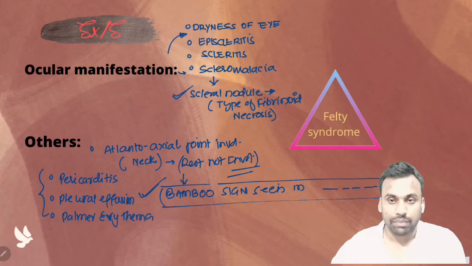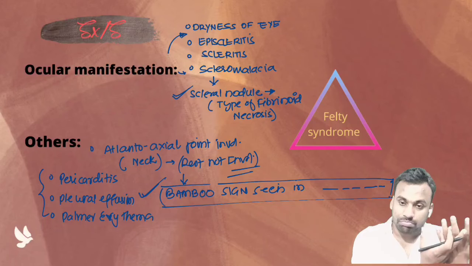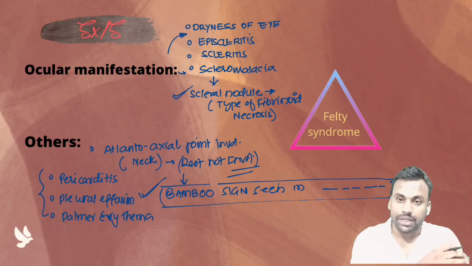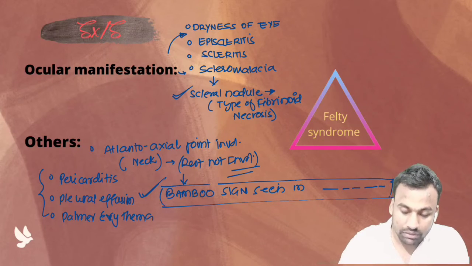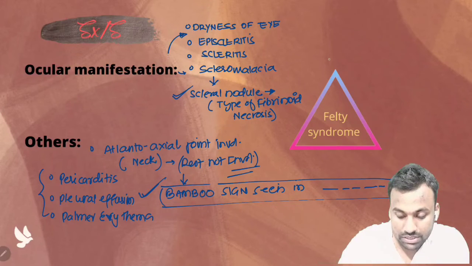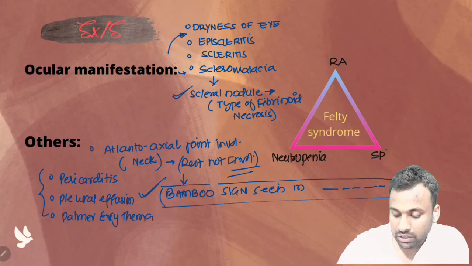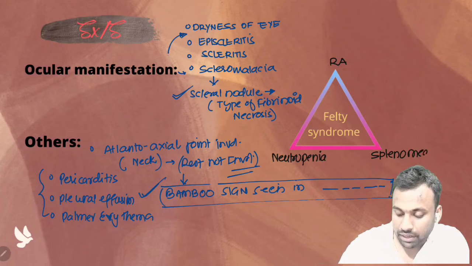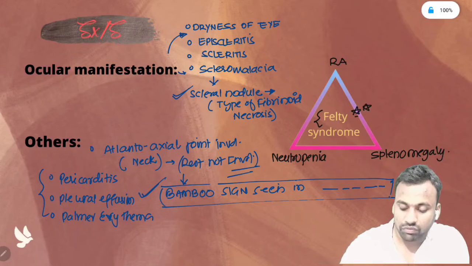And some of the features may be part of other diseases. Sometimes the patient has rheumatoid arthritis along with neutropenia, and also splenomegaly. We can think about Felty syndrome. The triad of Felty syndrome is that the patient has rheumatoid arthritis, neutropenia, and splenomegaly, and this suspects Felty syndrome. This is important for your exam.